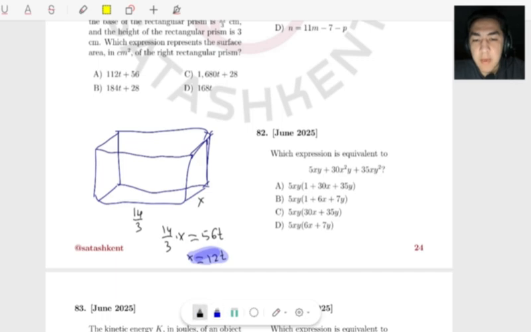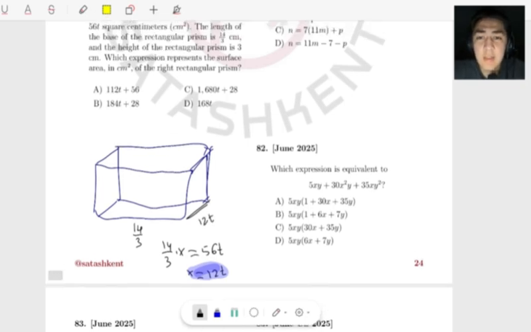Now I have found my x in terms of t, and let me just replace it. It's gonna be 12t here, and the height is given, guys. The height is 3, and I just need to find the surface area of this prism. So the surface area of the prism is found by the formula of what? 2 times AB plus BC plus AC, right?